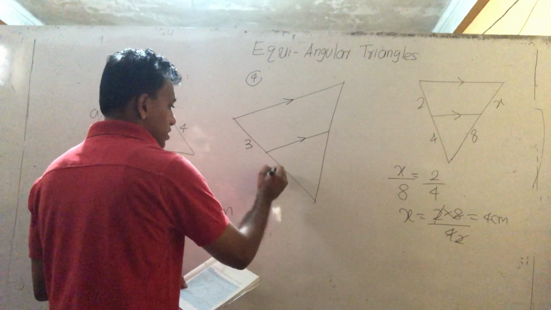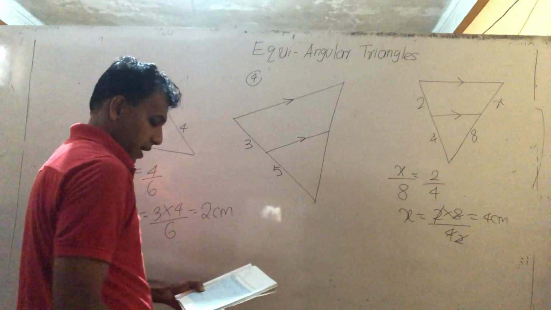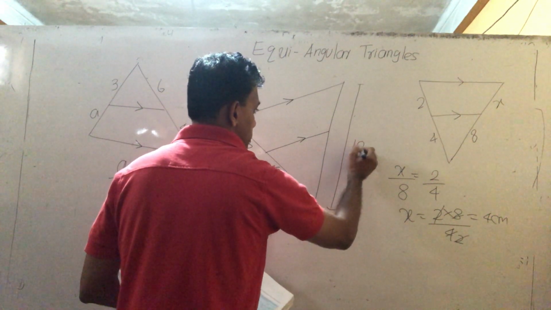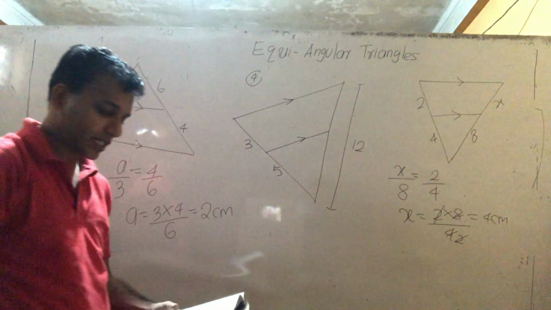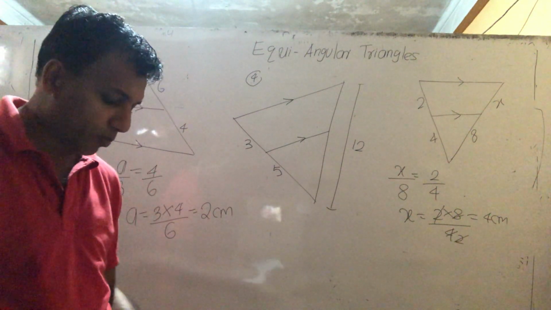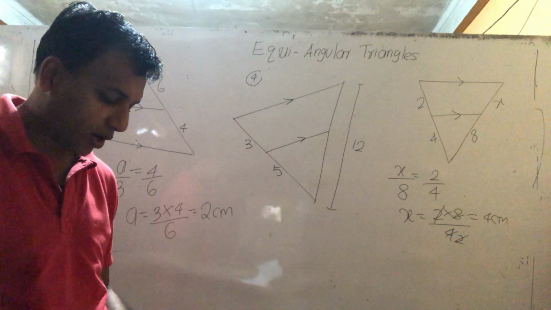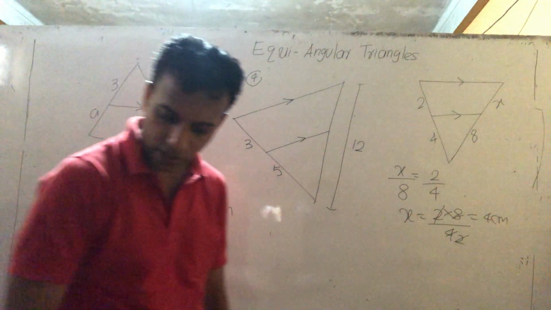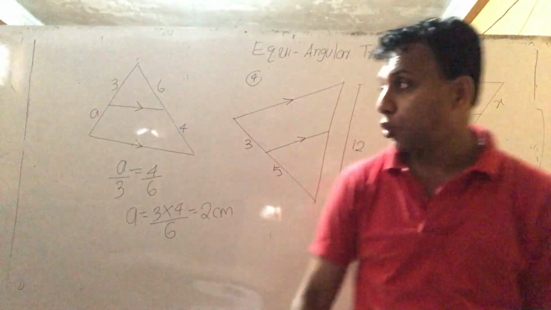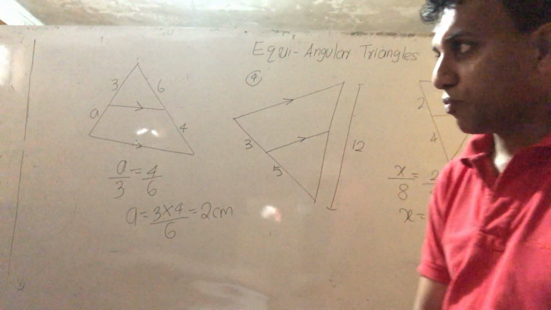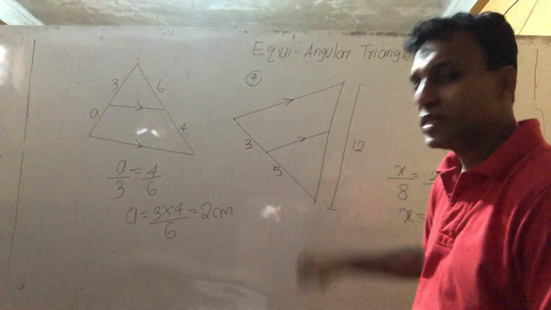This is 3, here 5. And I think they mark the total as 12. See that? Totally 12 centimeters, right? So find the value of the unknown part. Maybe it's not shown clearly. In this case, totally 12. So these two are missing. We find what this part is and what this part is.